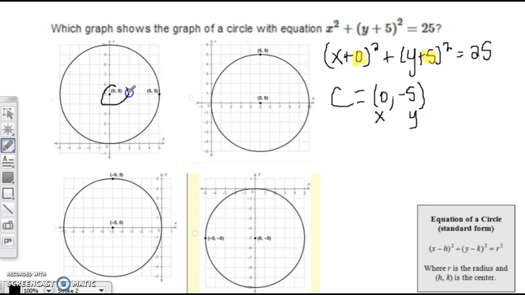So this center says 0, +5, nope. This one says 5, 0, nope. This one says -5, 0, nope. And this one says 0, -5. So we've actually already figured out our answer.